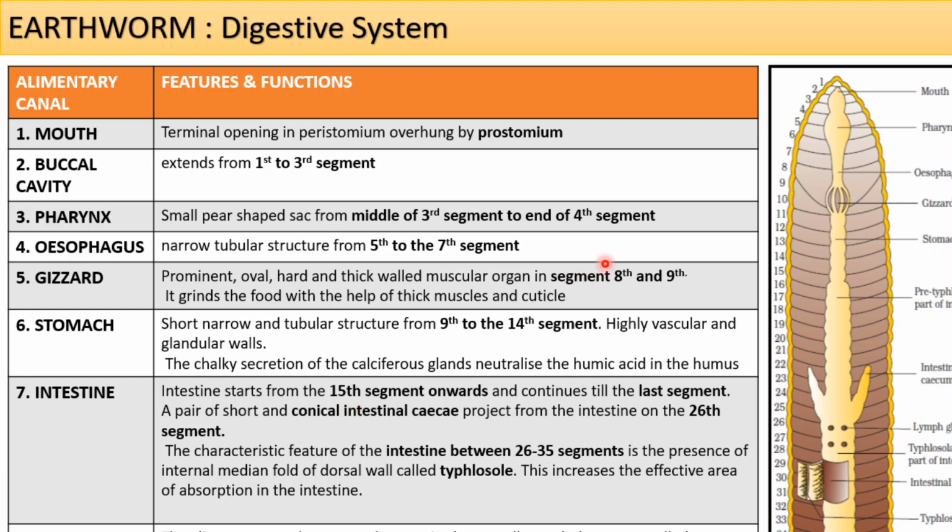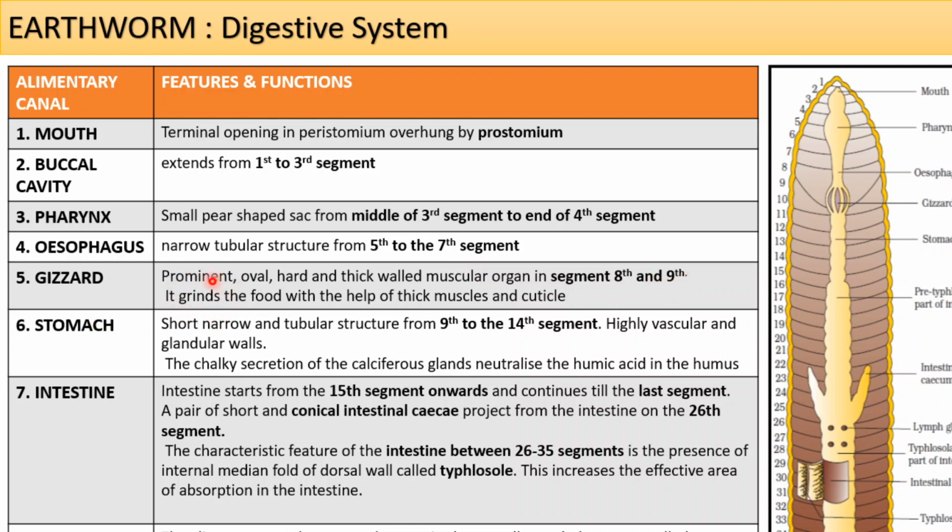Digestive system, right. Again, mouth, buccal cavity, pharynx, esophagus, gizzard. पढ़ा हमने कॉकरोच में, आर्थ्रोपोडा में gizzard, right. Stomach, intestine, anus. As I said, what is important is the respective segments. Mouth, तो we saw it is overhung by prostomium. Buccal cavity from first to third segment. Pharynx from the middle of the third to the end of fourth. Esophagus 5th to 7th. Gizzard segment 8 and 9.